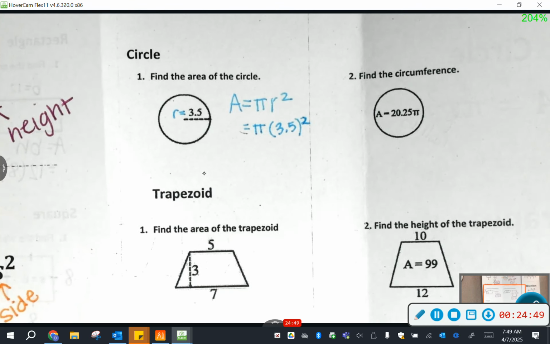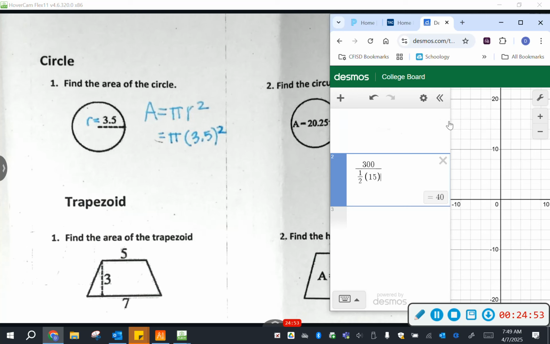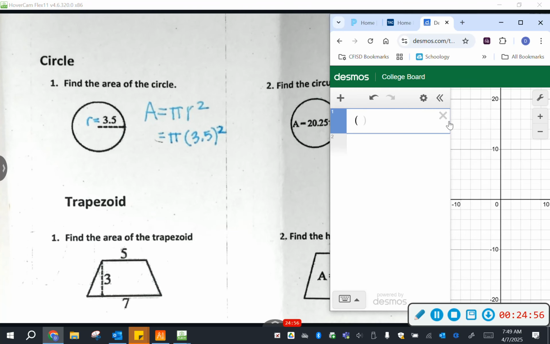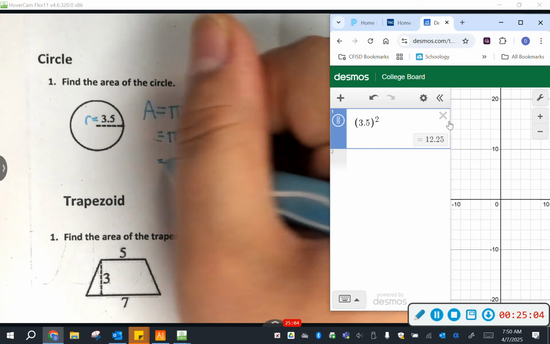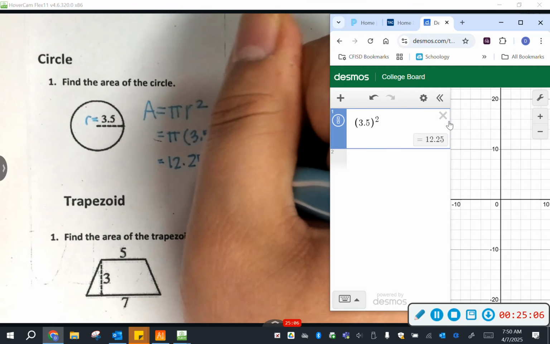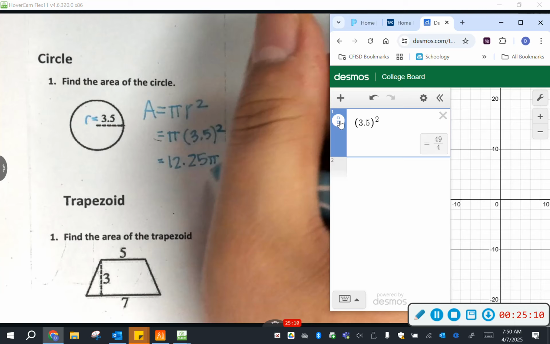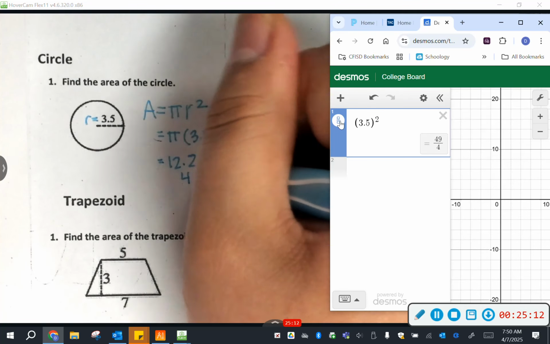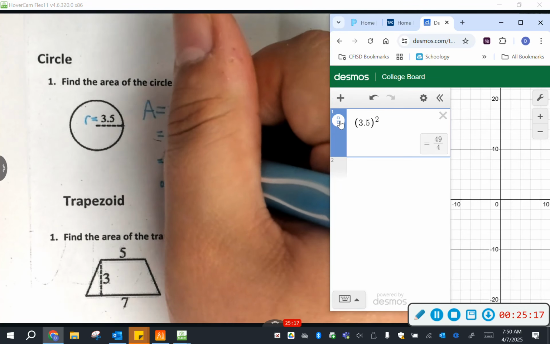And I'm just going to put that in the calculator. Remember when I go into the calculator, what am I not going to put? Pi. So 3.5 squared is 12.25 pi, or hit the fraction bar, 49 over 4 pi. Both of these are correct.